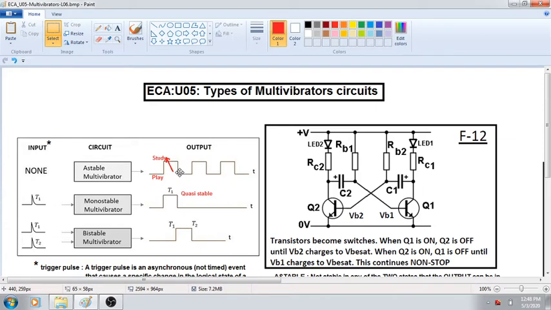Okay, they are neither stable here nor stable here. So they are moving without any trigger. There is no trigger. Nobody is telling them to study, nobody is telling them to play, but they are doing it on their own. So that is called astable behavior. Now let us come to monostable.